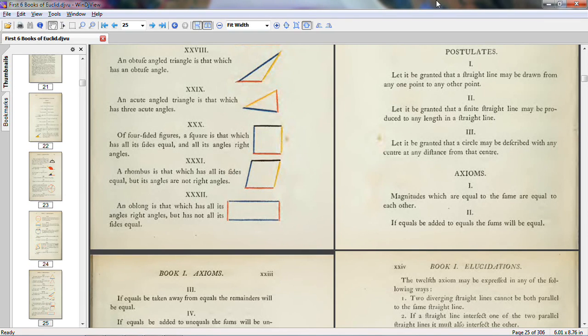Let it be granted that a finite straight line may be produced, that means extended, to any length in a straight line. So we may extend a given straight line indefinitely in any direction. Again, all that is required for that is a straight edge ruler. Let it be granted that a circle may be described with any center at any distance from that center, and that would be the ability granted by having a compass.